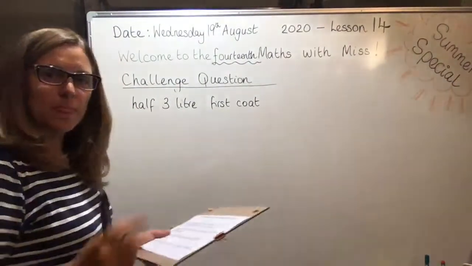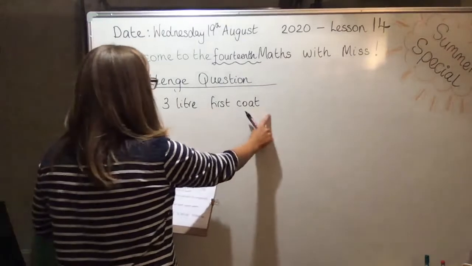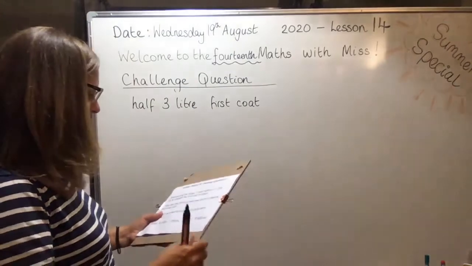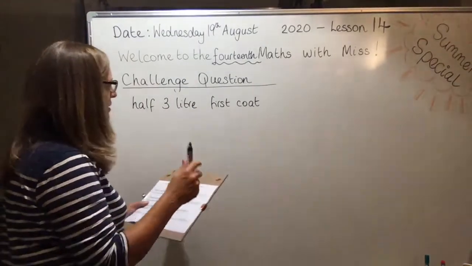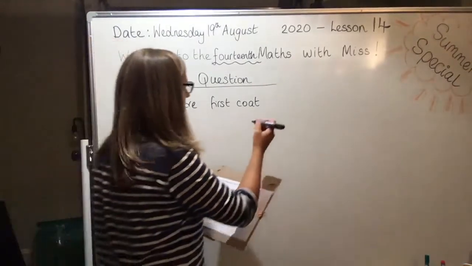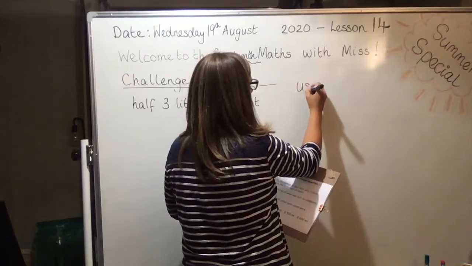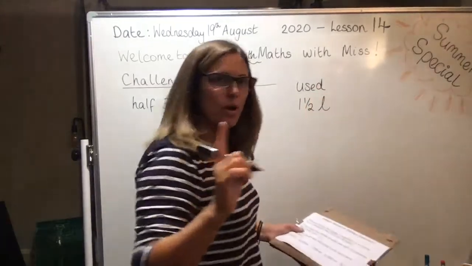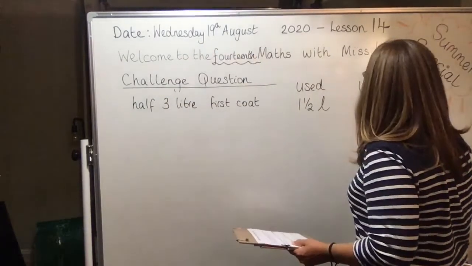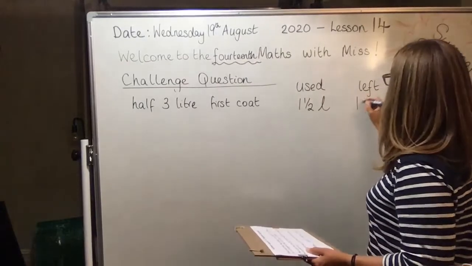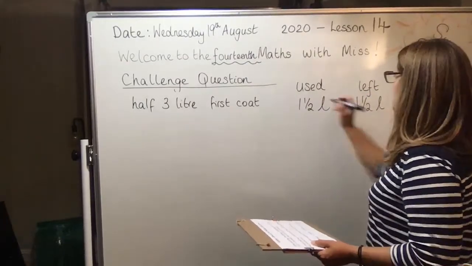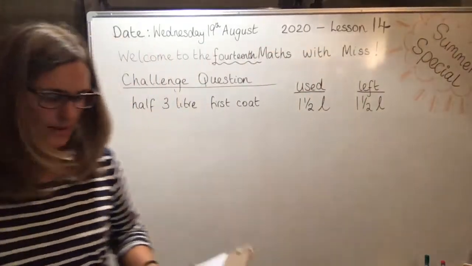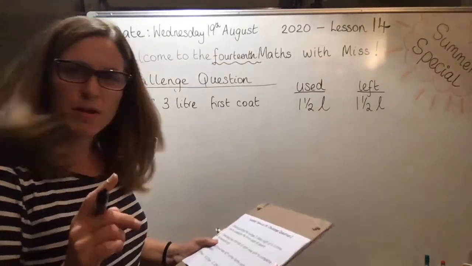All right, so at first I used half of my 3 litres for my first coat. I'm going to write that down. If I've used half of 3 litres, I've used 1.5 litres, and I've got 1.5 litres left. So I've used half, I've got half left. Makes sense?